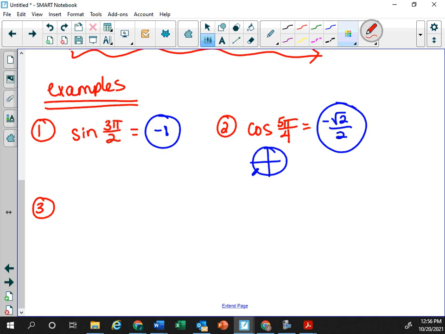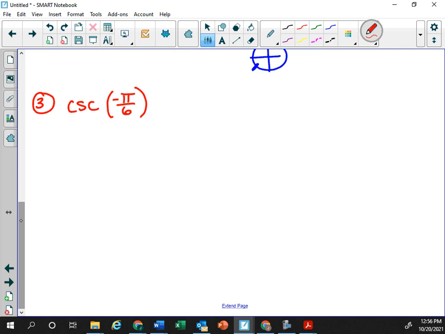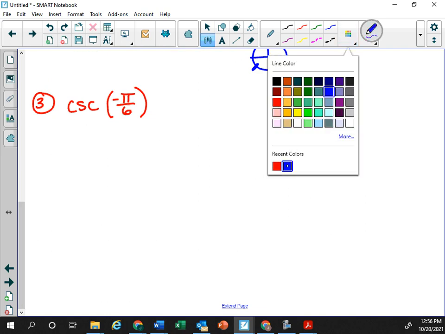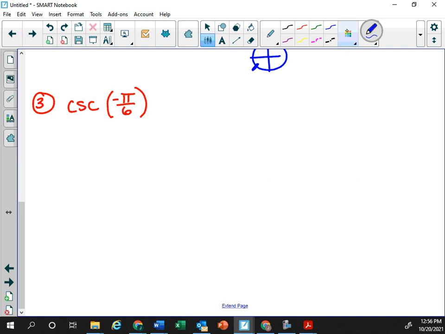Okay, we're going to do cosecant. Let me walk you through how we do cosecant. And we're going to do it of a negative angle. Ooh. Negative pi over 6. Okay. Sine, cosine, or tangent. Which one is cosecant connected to? Sine. So I would first do this as sine of negative pi over 6.